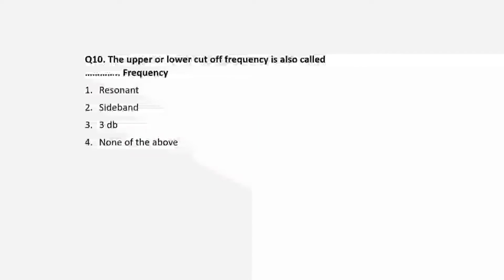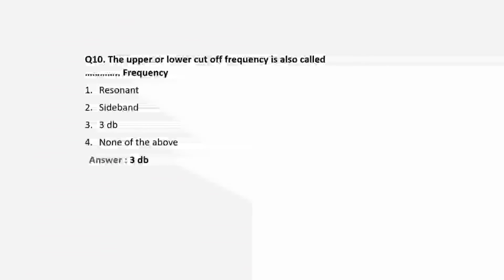In question number 10, the upper or lower cutoff frequency is sometimes called which type of frequency? The options are resonant, sideband, 3 dB or none of the above. Resonant frequency is used in the case of tuned amplifiers, sidebands are the other one, and 3 dB and none of the above. So naturally for this question, the answer is 3 dB or 3 decibels.